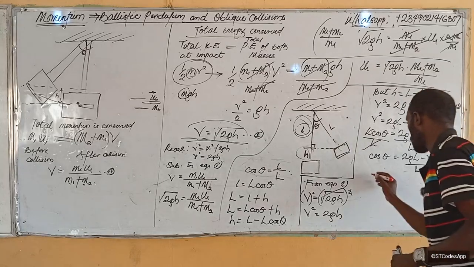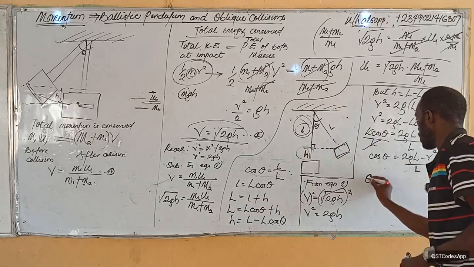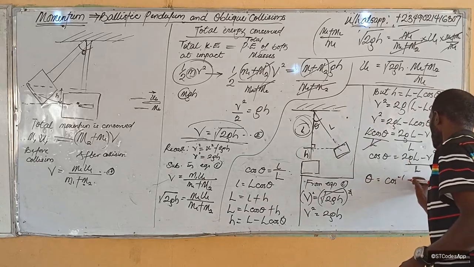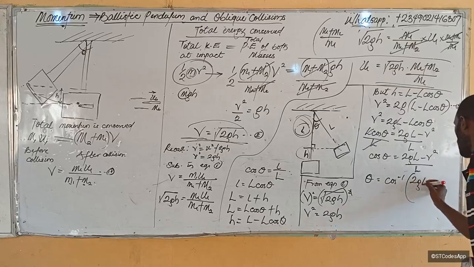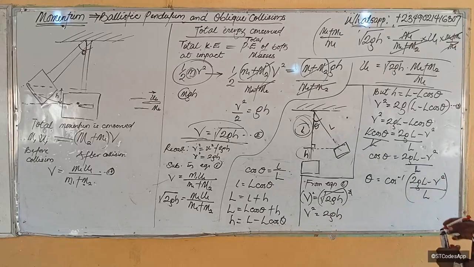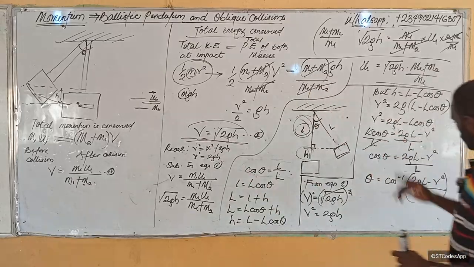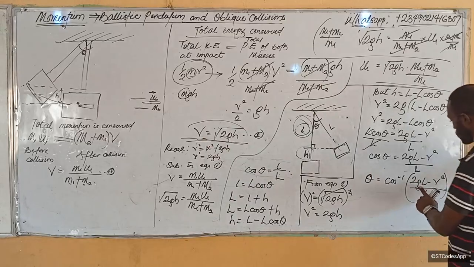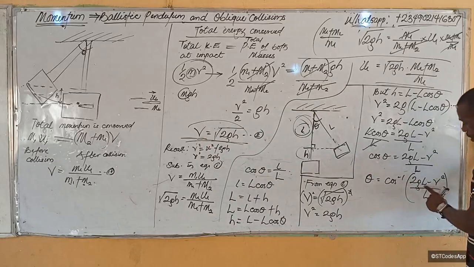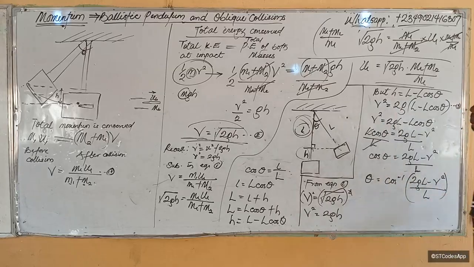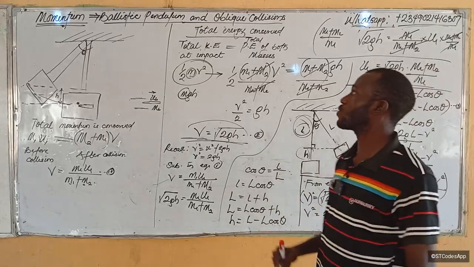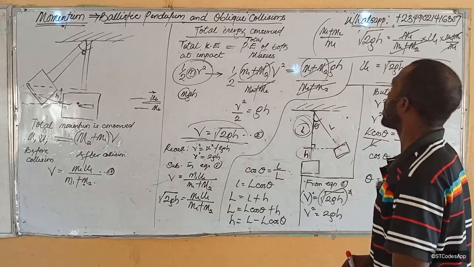So from here, you can now take the angle to be the cos inverse of (2GL minus V squared) over L. Alright. So we can use this formula to find the angle of inclination. Since G is associated with gravity, all we need to know is the speed and the actual length of the pendulum. Now, let's solve questions.